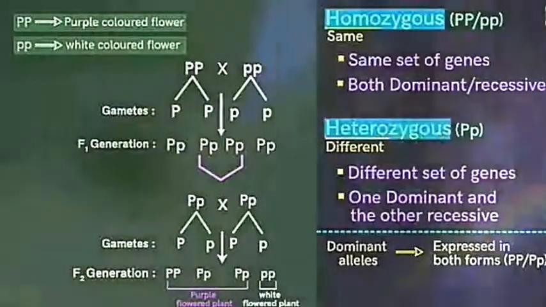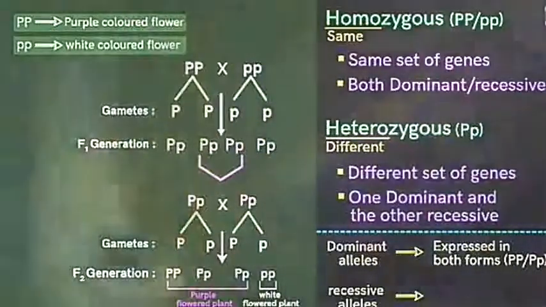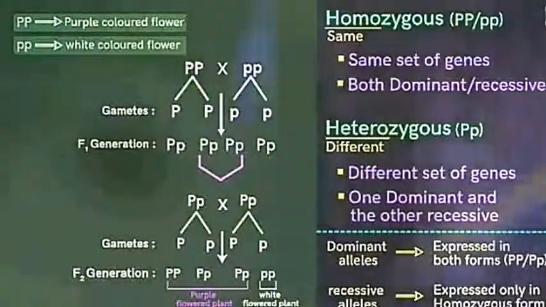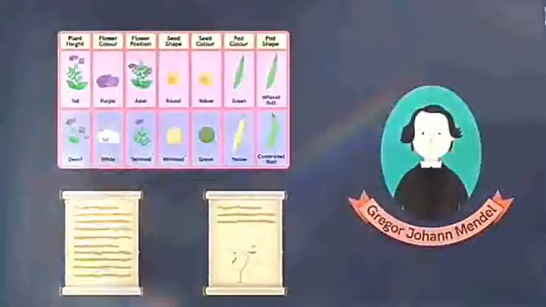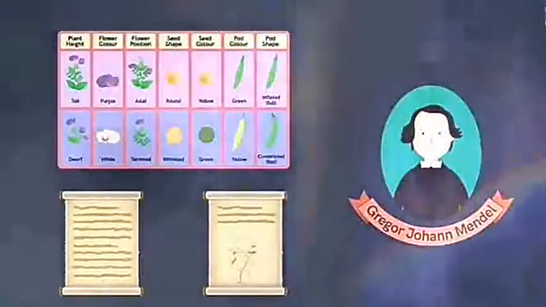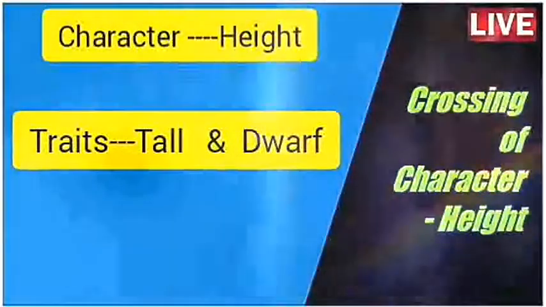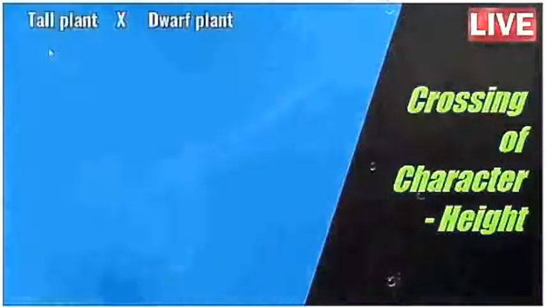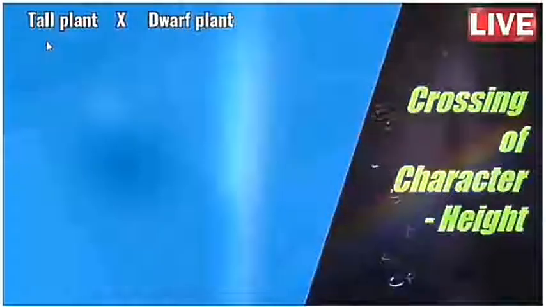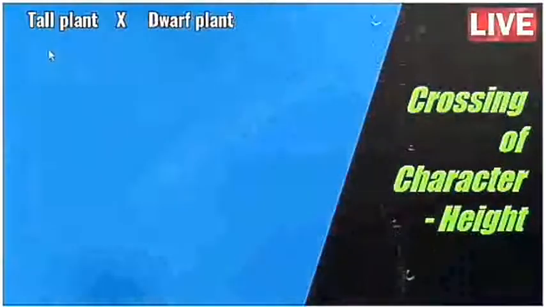So the dominant allele is always expressed in both homozygous and heterozygous form, but the recessive allele is only expressed in homozygous form. Let us understand this with another cross. Let's say the character is height, and the traits are tall and dwarf. So we are crossing a tall plant with a dwarf plant.